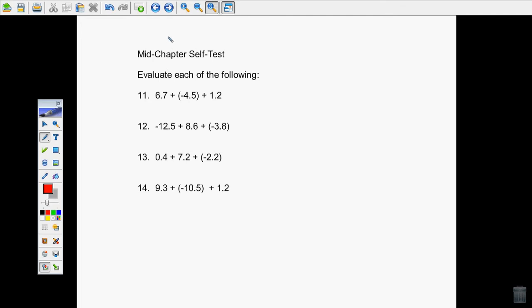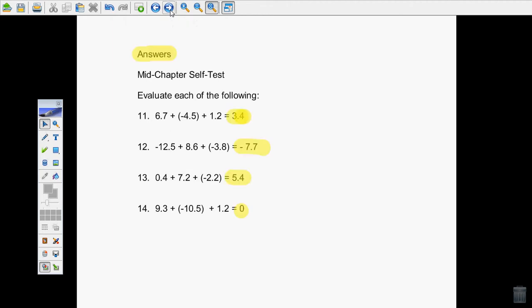and then pause the video until everybody's finished, and then you can advance for the answers. Okay, I tried to make sure these were right. I don't have my book at home, and so in between trying to care for a sick child, I've tried to get these going. So just check your answers here: 3.4, -7.7, and 5.4, and 0 for the last one.